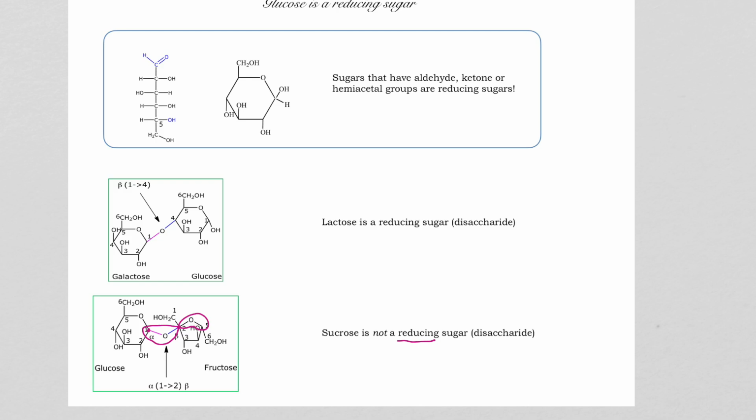So reducing sugars are sugars that have aldehydes, ketones, or groups that can open up to give you aldehydes or ketones, such as the hemiacetal. Acetal cannot open up. Acetal reactions are irreversible. Okay, acetals do not open up to give you back the non-cyclic form.